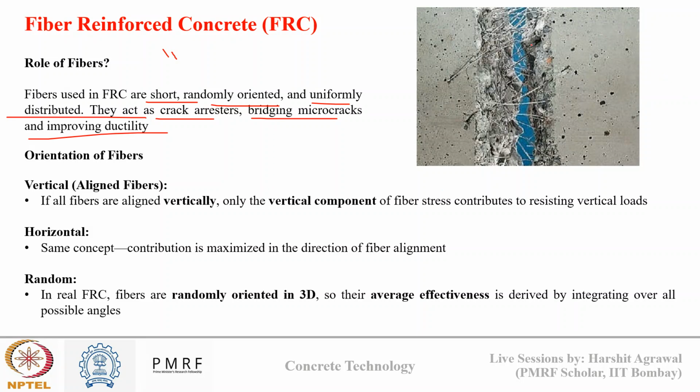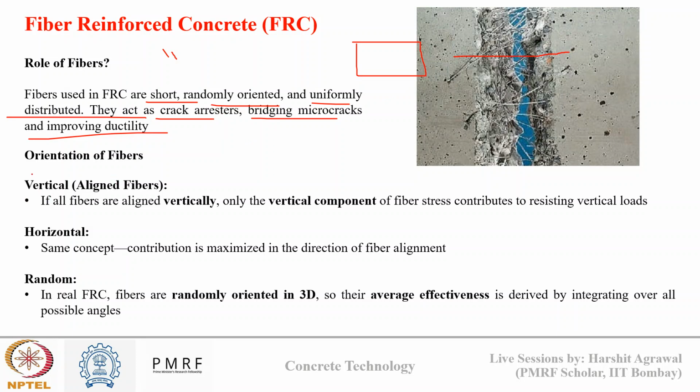Where we can see a concrete cube which is broken from the middle, and in the failure zone we can see how fiber is acting as a holder. It is resisting concrete from breaking apart. This fiber is going from this end to this end, and it is not allowing concrete to completely break apart. It is bridging the cracks. It is arresting the cracks inside the concrete, and it is increasing the strength of concrete.